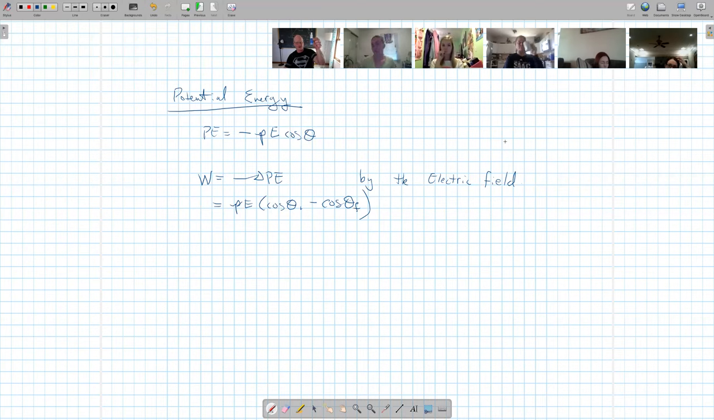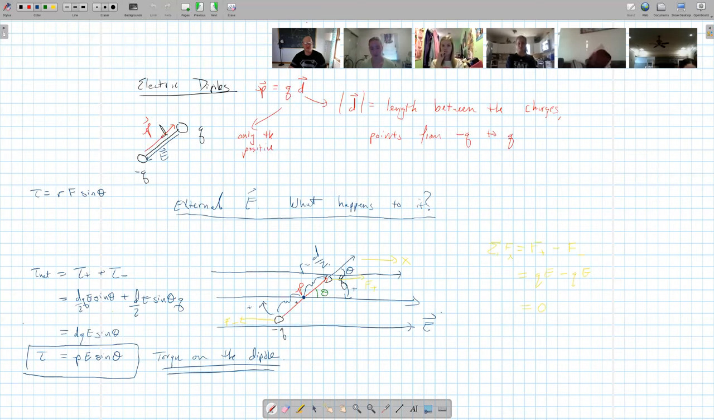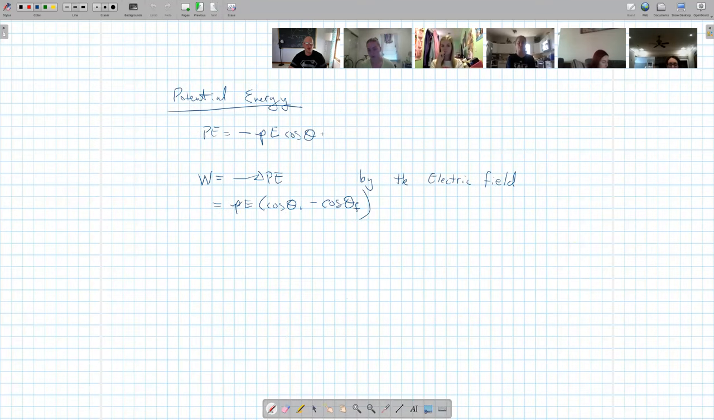If I started off with this and I let it go, this thing is going to fall because it's falling from a high energy to a low energy. So the dipole always wants to seek the lowest amount of energy. Now for the dipole itself, what that means is when it's in this configuration, it's at a higher energy than when it rotates to align itself with the electric field, because that is the point of the lowest amount of energy. And I know that because in this case, the cosine of the angle would be zero, so the potential energy would then just be negative the dipole times the electric field. So the place of the least amount of energy is when the dipole is aligned with the electric field.